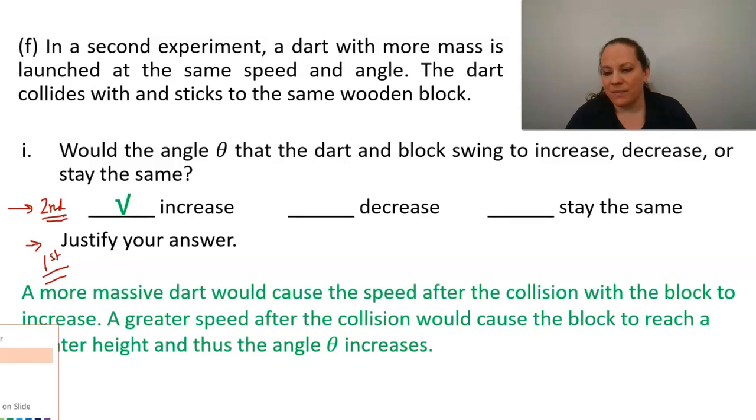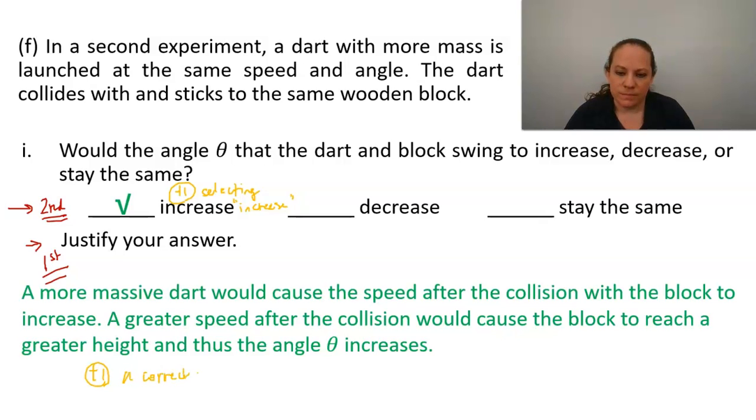So our points here are 1 point for selecting increase, and then your next point will be for a correct justification of the larger angle for the dart block system.